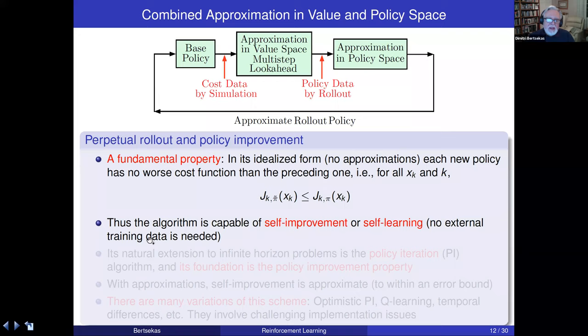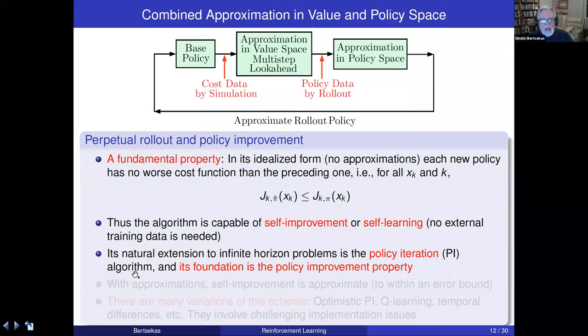So in principle, the algorithm is capable of self-improvement and self-learning, generating its own data and generating improved policies by itself without being fed any information. It just generates its cost data, its policy data, and obtains a new policy, and the new policy is an improvement. Now, this is an idealized property. Let me also mention the policy iteration algorithm, and indeed its foundation is the policy improvement property. AlphaZero uses policy iteration, and a lot of other practical algorithms, particularly in games and in other domains, are based on policy iteration and approximate versions of this property.